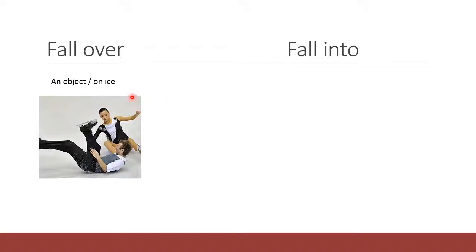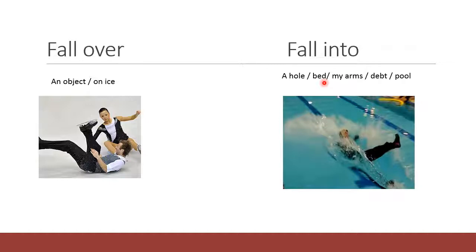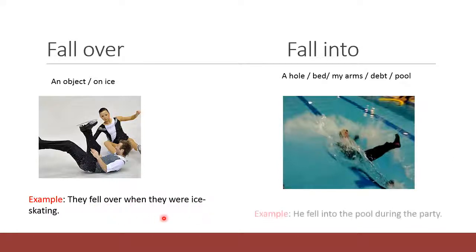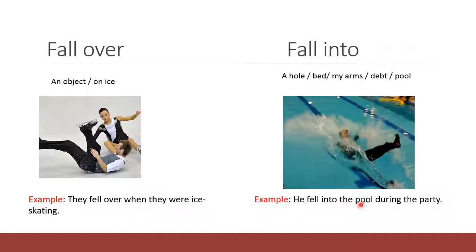The next two verbs, fall over and fall into. When you use fall over, you fall over an object or on ice. You fall into a hole, you fall into bed, you fall into my arms, you fall into debt, or you fall into the pool. Examples: they fell over when they were ice skating, and he fell into the pool during the party.